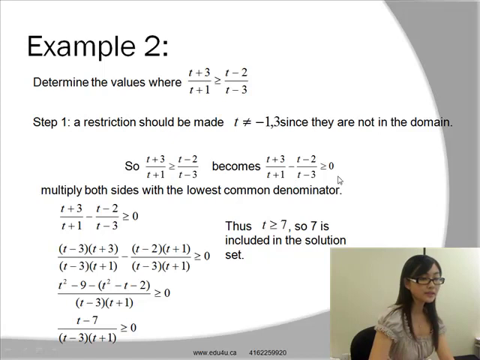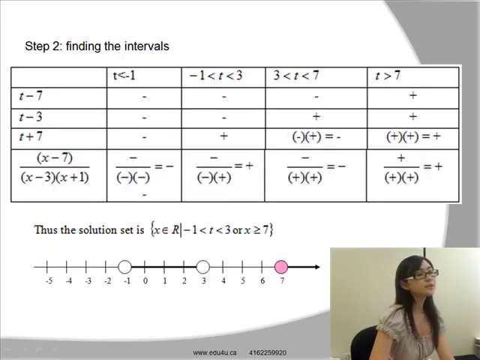So then this original inequality can be made into the one shown on the slide, and now we can multiply both sides by the lowest common denominator. At the end, we will get t minus 7 is bigger or equal to 0, therefore t is bigger or equal to 7. So 7 is included in the solution set because there is an equal sign here.